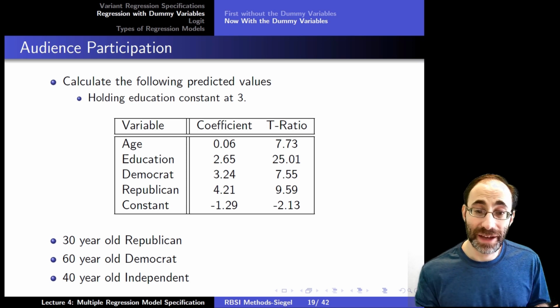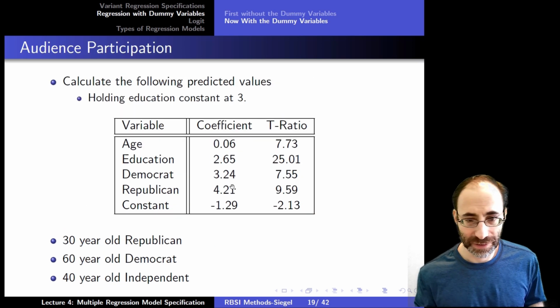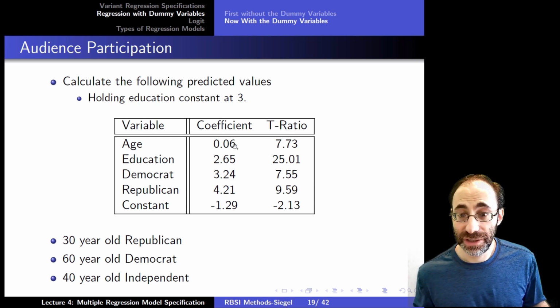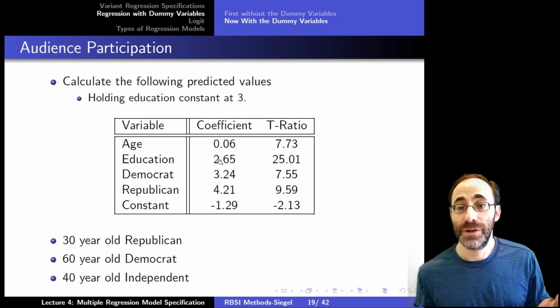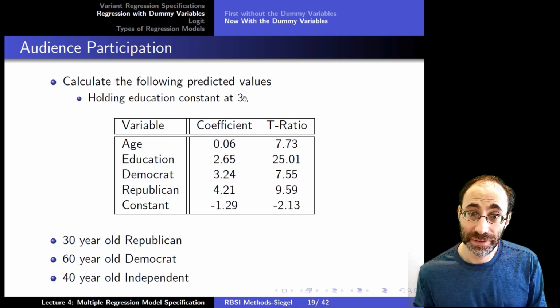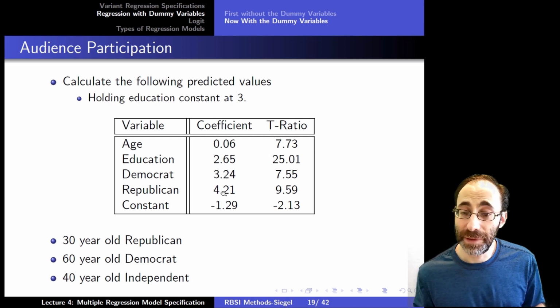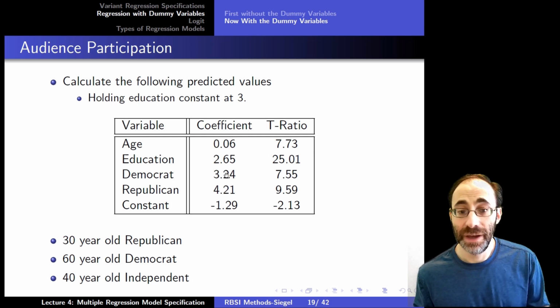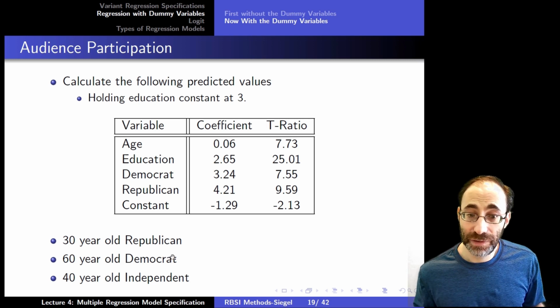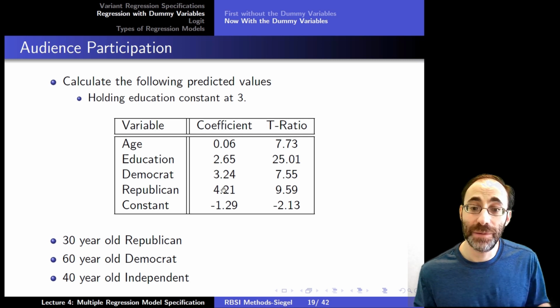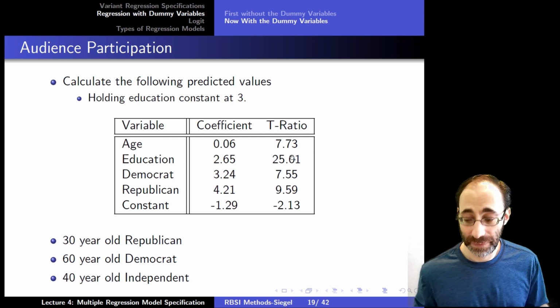Okay, so to do that, we take the constant. We add the coefficient of age times the age. We add the coefficient of education times 3. Then we add the appropriate dummy variable times the appropriate coefficient. For Republican, we make the Republican dummy 1 and Democratic dummy 0. For the Democrat example, we make the Democrat dummy 1 and the Republican dummy 0. And for the independent, we make them both 0 because that's the reference category.